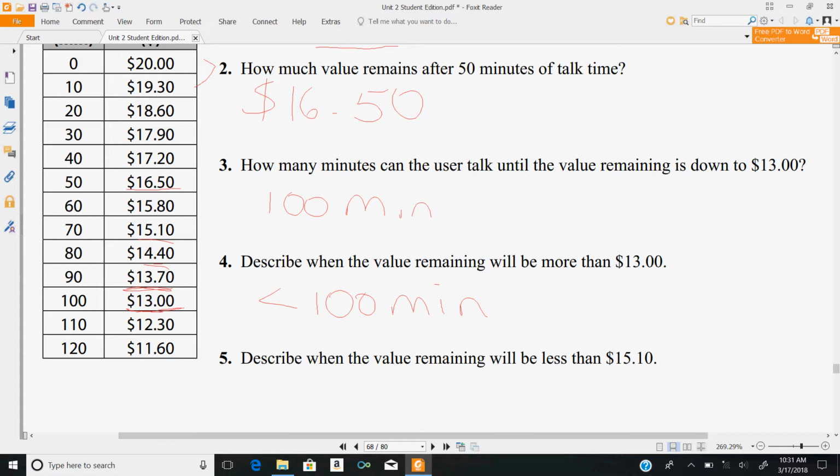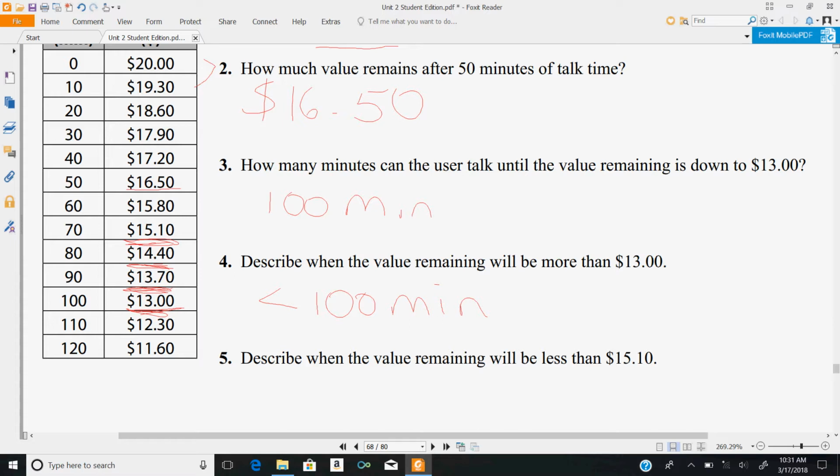Number 5 says describe when the value remaining will be less than $15.10. So I look at my table, $15.10. At 80 minutes, it's less than. At 90 minutes, it's less than. At 100 minutes, it's less than. So if I look at those numbers, they're all greater than 70. A lot of people said less than 70. They didn't think the problem through, really.